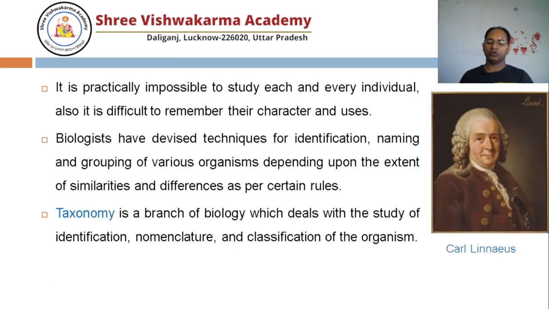So do you think that approximately 18 lakh species is easy to study? It's not. So biologists have devised some techniques so that they can identify easily, name, and group various organisms depending upon their similarities and differences as per certain rules. So for that one new branch came, that is known as taxonomy.